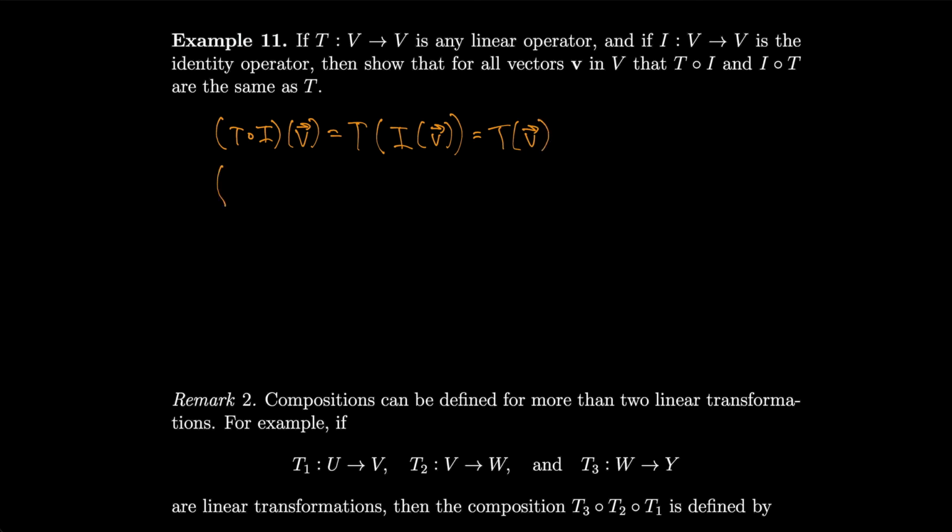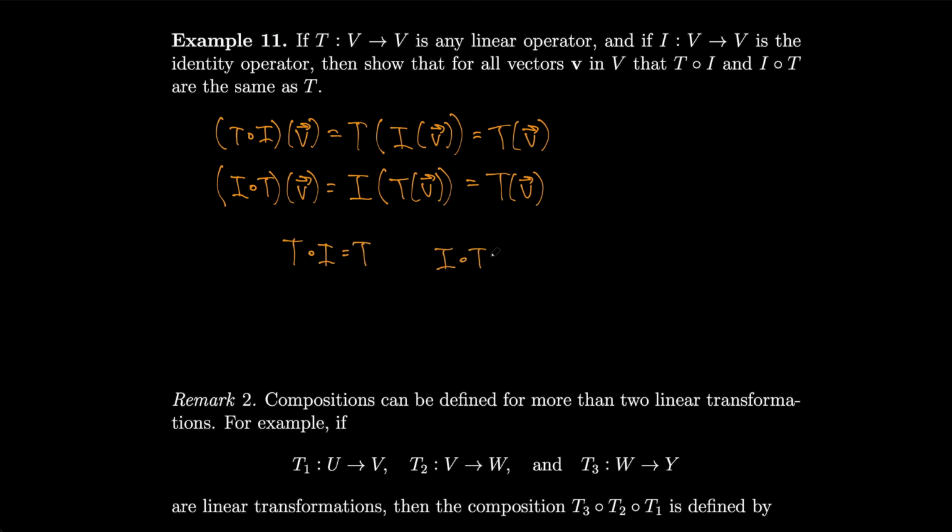Well, how about if we go the other way? Let's do I circle T of v. Then that would be I of T of v. But I of anything is itself, so that's just T of v. So that means that T circle I is equal to T, and I circle T is equal to T.